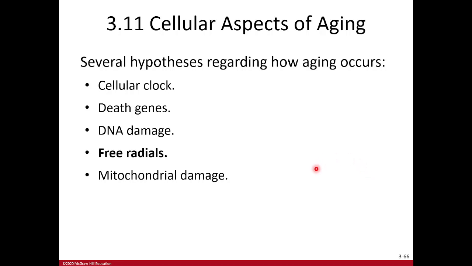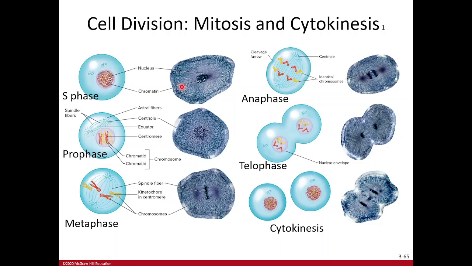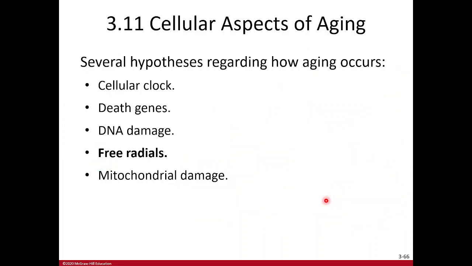Now, some of the changes that happen with the cells is that they age. And these cells age because they have either a cellular clock, they might have dead genes, or they might have damage. Or they can be exposed to free radicals. And some of the damage can happen in the mitochondria. So once these cells get mitochondrial damage, they undergo all of these phases to repair and to form two new daughter cells.